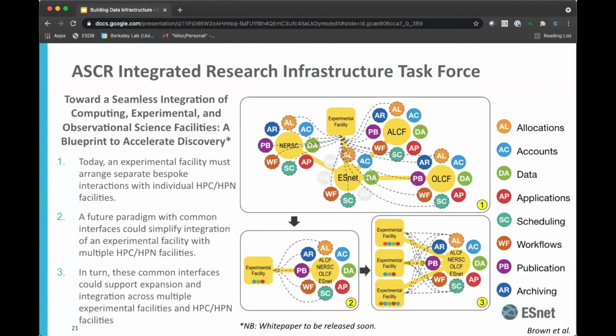This obviously is ASCR centric, but the DOE Office of Science has data centers elsewhere that don't seem to be integrated, whether they be BNL, FNAL, or JLab, for example. So within the task force, the answer is no.